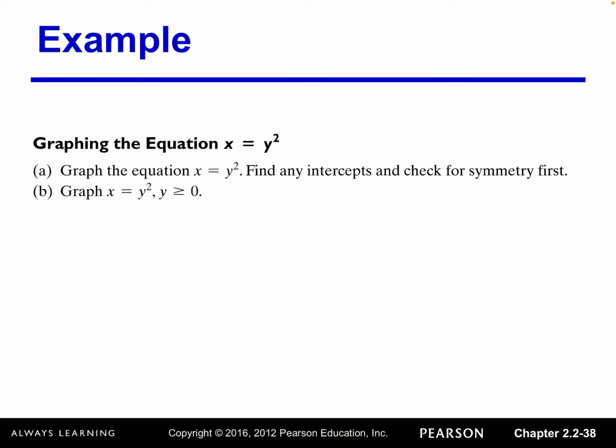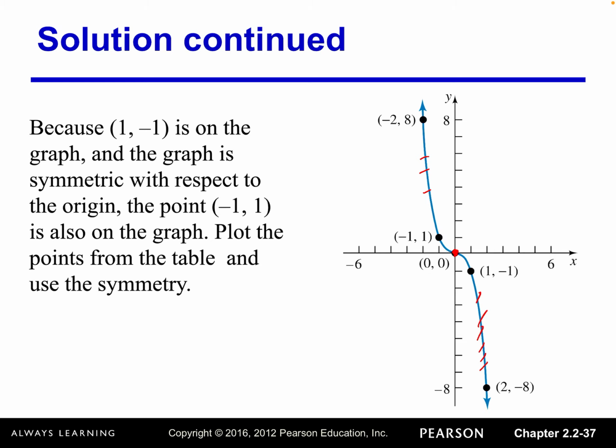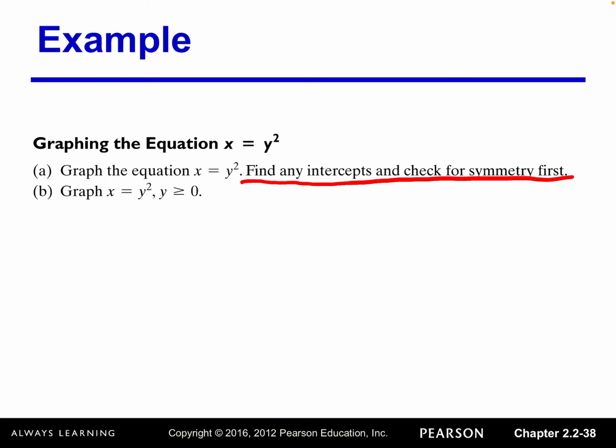Okay, that's one of the examples. Let's try another one. Graphing the equation x equals y squared. We do the same thing: find the intercepts, check for symmetry, and plot the points. And we can also use the graphing calculator to graph that equation. So let's find the intercepts first, okay? Find the x-intercepts.